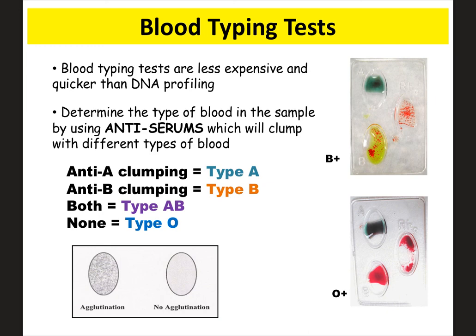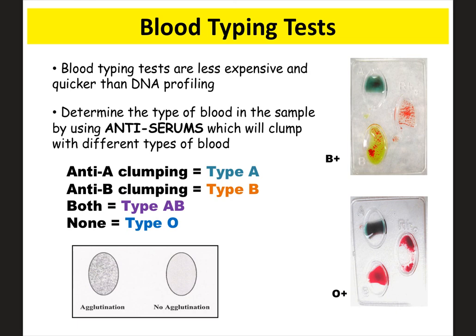So if you take a sample of blood and add anti-A and anti-B to different samples of it, and they both clump, that tells you both A and B antigens are present. So it would be type AB blood. If you added both anti-A and anti-B to different samples of the same blood, and neither of them clump, well, that tells you neither A nor B is present, so it would be type O blood.